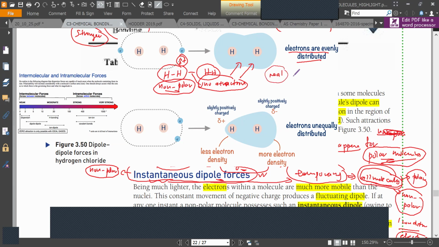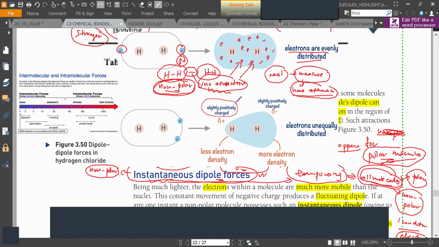But in the real situation, if we measure it with some instrument, we find that they actually have attraction. We predict they have no attraction because the electrons are evenly distributed. They are non-polar, so we expect no attraction. But in the real situation, they have attraction. Why? Because the electrons are not always in a fixed position. The electrons are moving all the time.